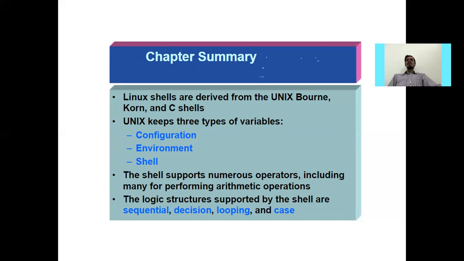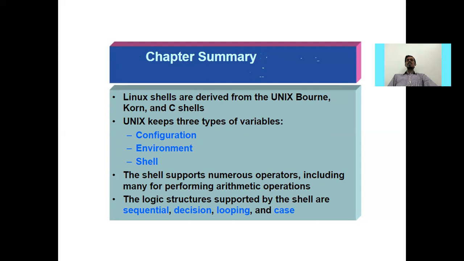The second point of the summary is that Unix keeps three types of variables. First is configuration variables, which we cannot change. Second, environment variables, which we can change as per our need. And third is shell variables. Shell variables are the variables used to execute a command in a shell script.